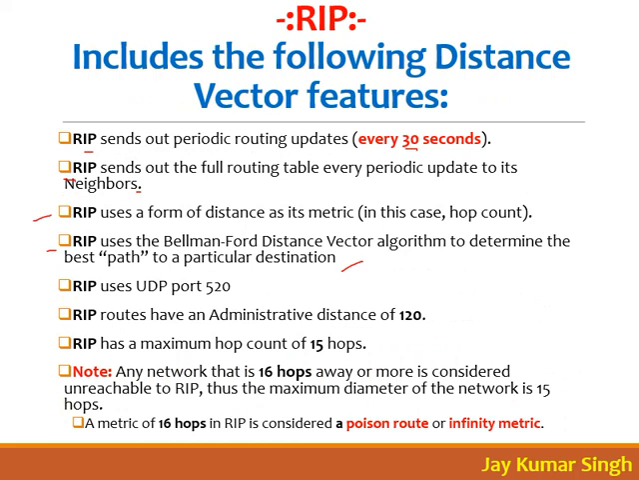This we have already seen, the Bellman-Ford algorithm. RIP uses port 520, a UDP protocol. RIP administrative distance is 120, hop count is 15. Maximum hop is 15, and if it is 16 hops away, then it will be considered an unreachable network, right? A metric of 16 hops in RIP is considered a poisoned route or infinity metric.